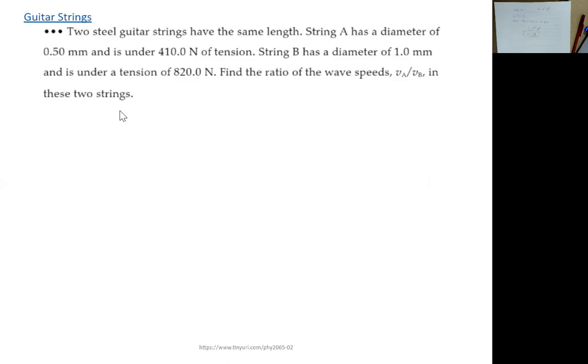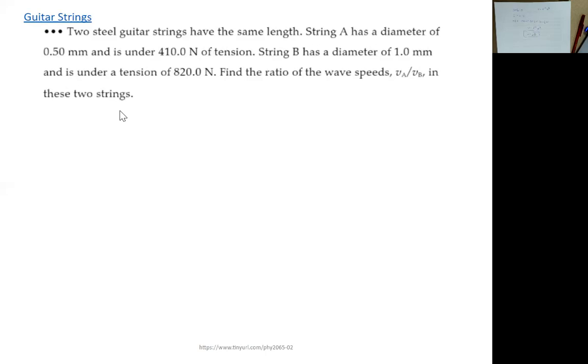We'll take a look at the example on guitar strings. Guitar strings are made of steel. If you have two of those strings that have the same length, A has a diameter of 0.50 millimeter and is under 410.0 newtons of tension. String B has a diameter of 1.0 millimeter and is under a tension of 820.0 newtons. Find the ratio of wave speeds in the two strings.